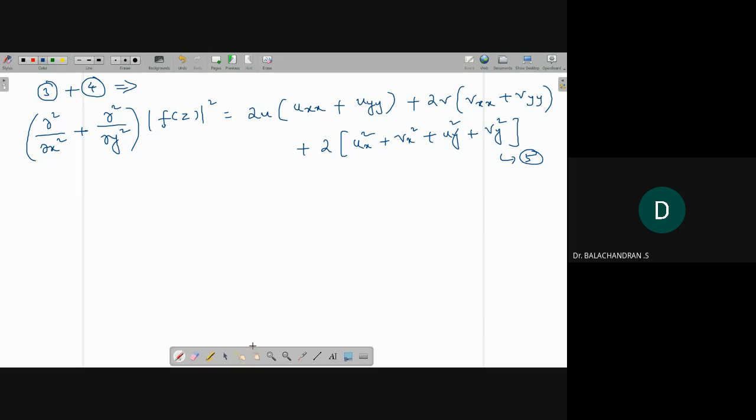I think now we know one property. If f of z is analytic, then the real part and the imaginary part satisfy the Laplace equation, and the real and imaginary parts are harmonic functions. We proved that property already, is it correct? Yes, sir. Okay.